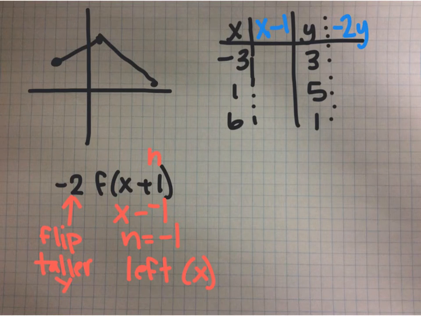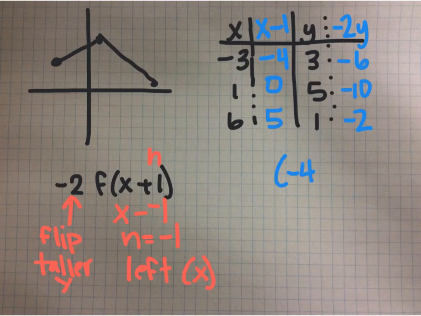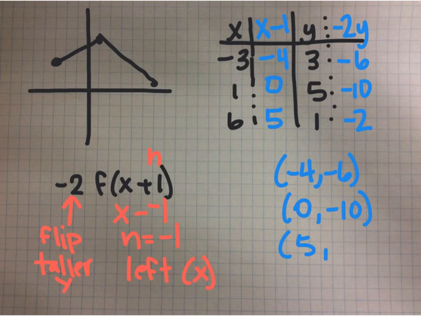So negative 3 minus 1 is negative 4. 1 minus 1 is 0. 6 minus 1 is 5. 3 times negative 2 is negative 6. 5 times negative 2 is negative 10. 1 times negative 2 is negative 2. So we'll have to graph negative 4, negative 6. 0, negative 10. Uh-oh, that's going to be hard to fit. And 5, negative 2. Let's see how it goes.